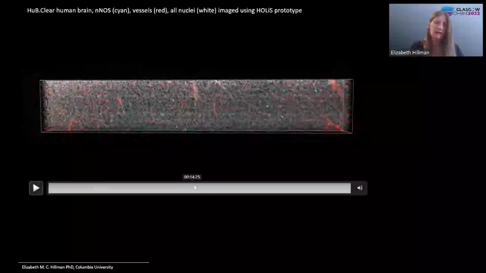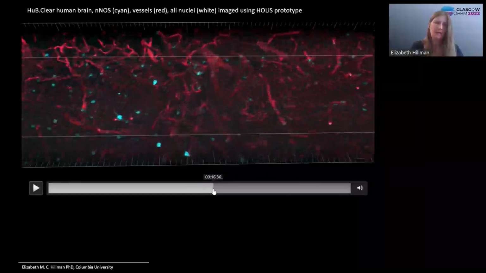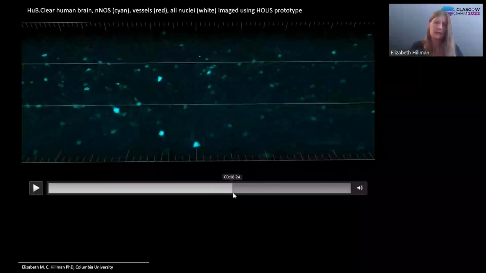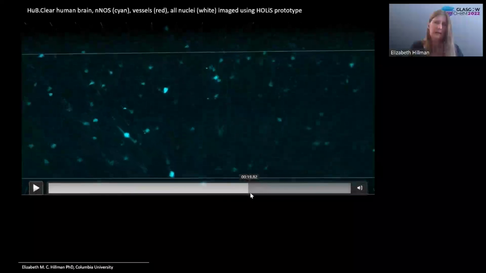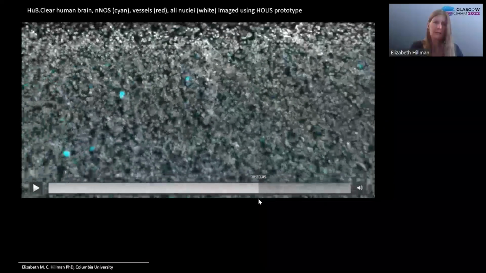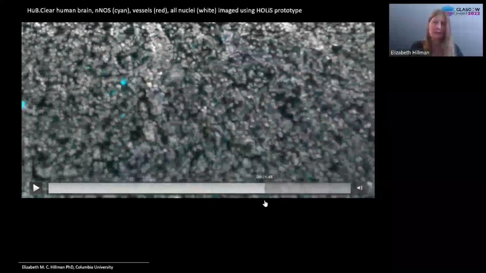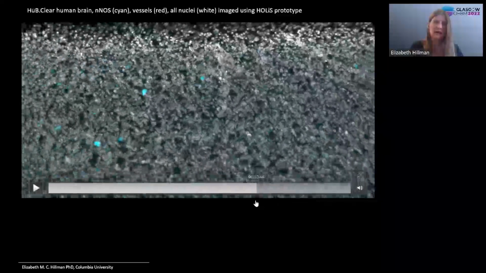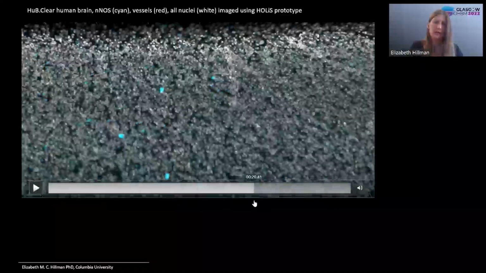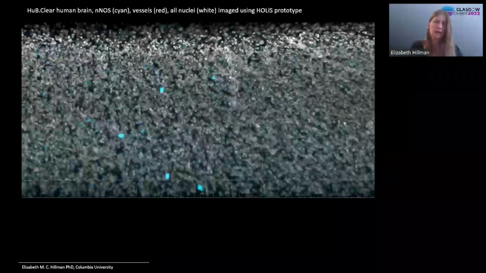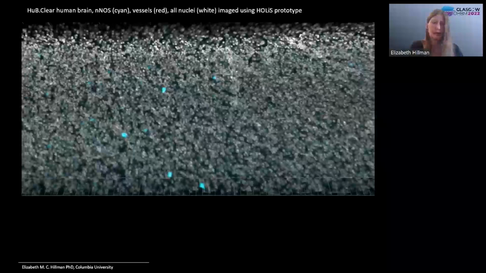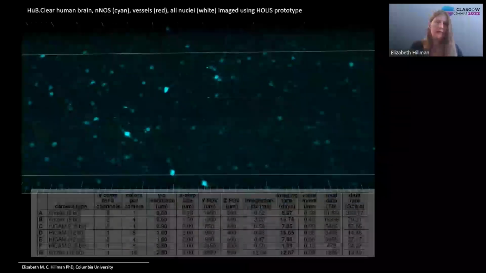I just want to point out the other really important thing, and you'll see this a little bit later, is this ability to label all the nuclei. You can see that every single nucleus of every single cell has been labeled and is easily distinguishable from each other. And then if you look at how the nitric oxide synthase expression overlays with that, you can see the way in which we would be able to detect whether or not a cell was expressing a particular protein.